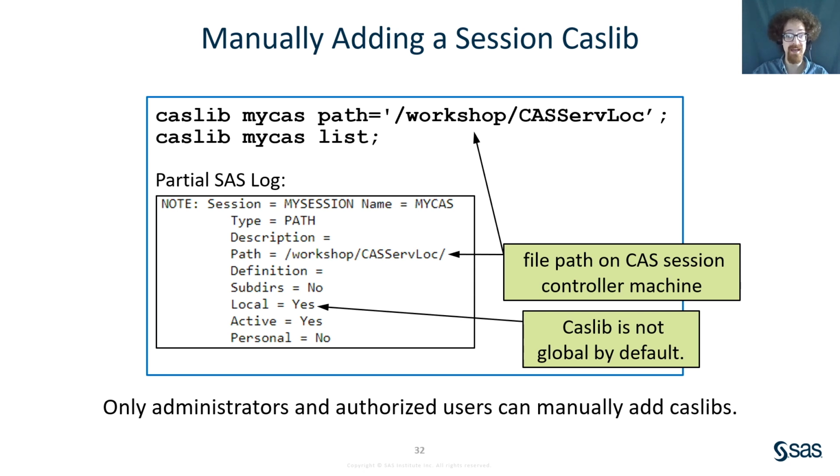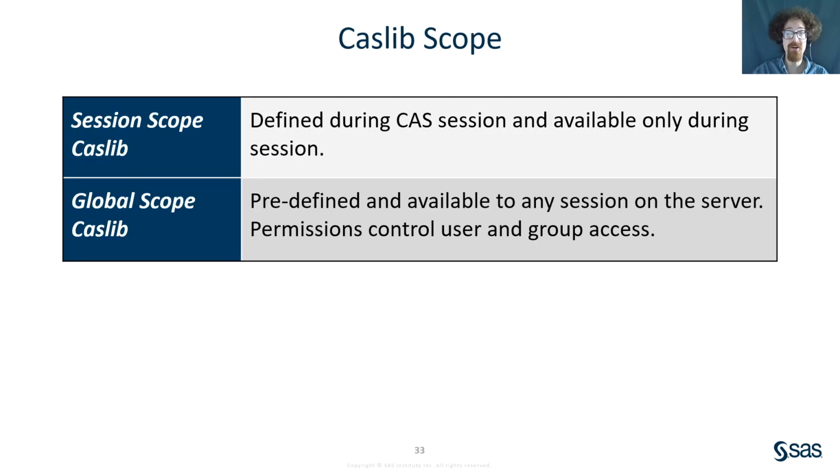You choose a name for your Caslib, here it's myCAS, and then you specify the physical location for the disk copy of the CAS tables in the Caslib. Here we specify a file system location, /workshop/CASServLoc. This location, in this case, is a directory on the CAS server machine. When you define Caslibs during a session, they're typically defined only for the duration of that session. So you therefore need to redefine them in each session that you want to use them.